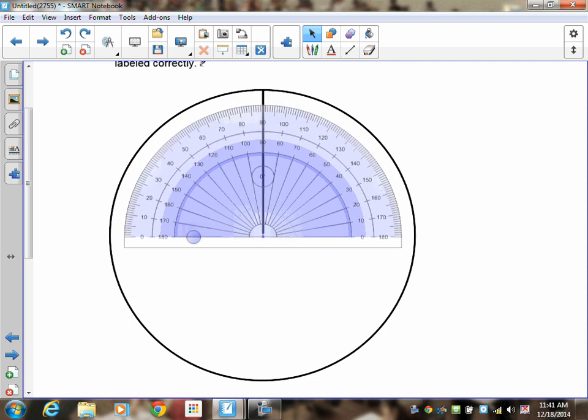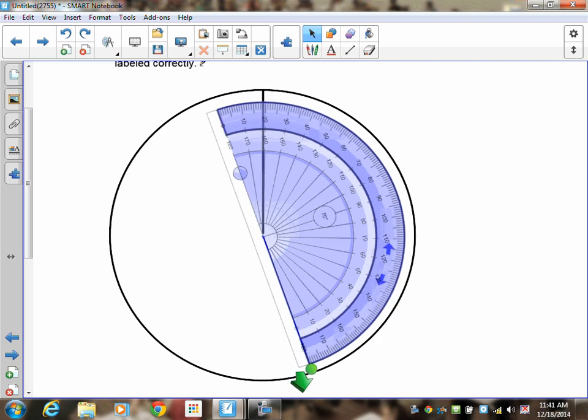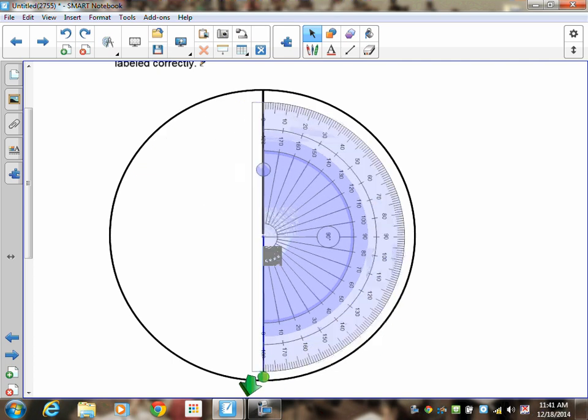Now I have to rotate this. There we go, 120 degrees. So there's 0. I need 120 degrees. Now you'll notice over here, as I start counting, I can go this way and I count 10, 20, 30, 40, 120 degrees is right there. So that's where I put a mark on my line, and I would move my protractor out of the way.